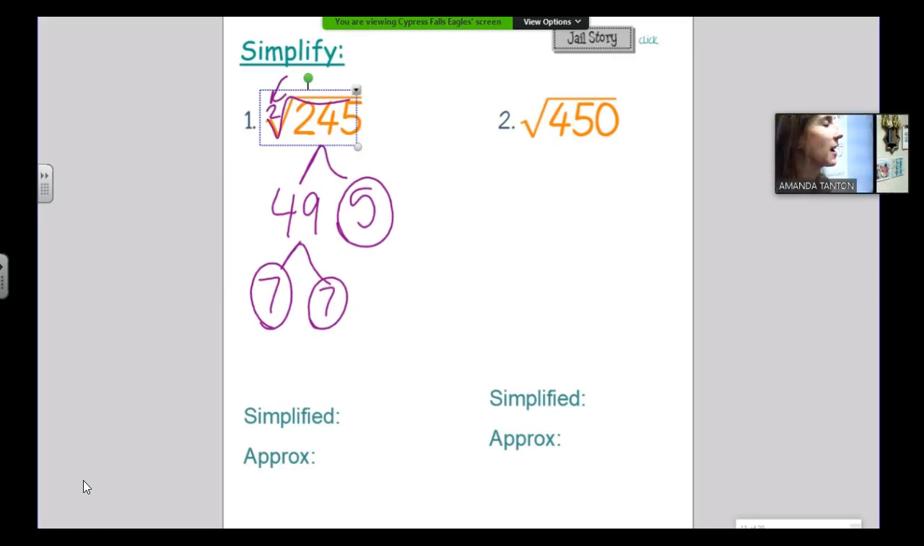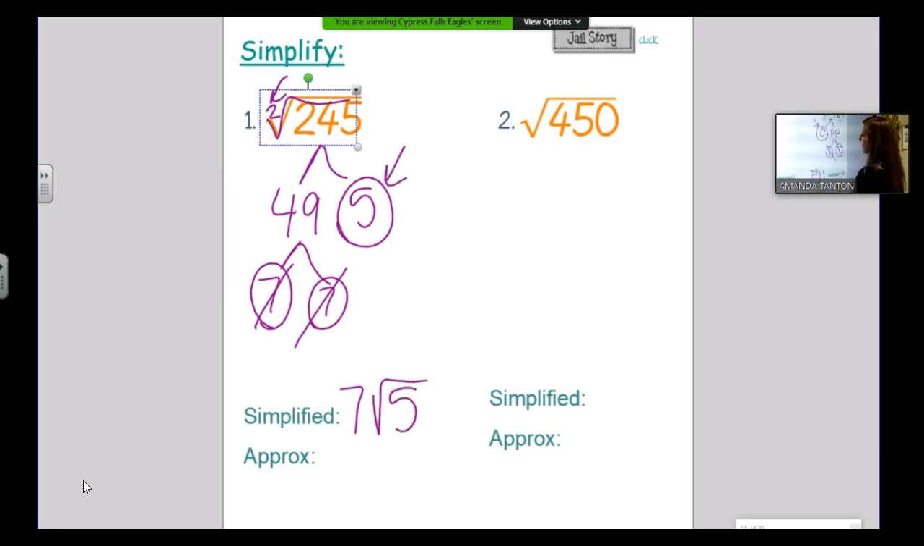We're looking for pairs. When you find a twin, when you find a pair, you write it on the outside of the square root. It has escaped the jail. The 7s are no longer underneath the square root. They're not part of the radicand. And then, 5 didn't have any pair, no twins. So 5 is left in the radical. It is the radicand. So 7 root 5 is the answer.